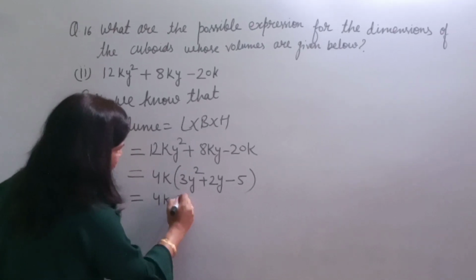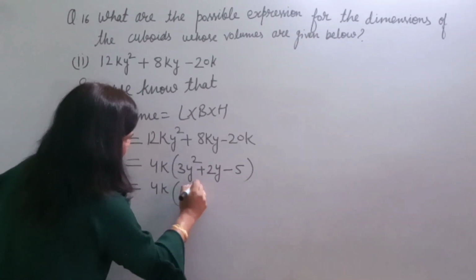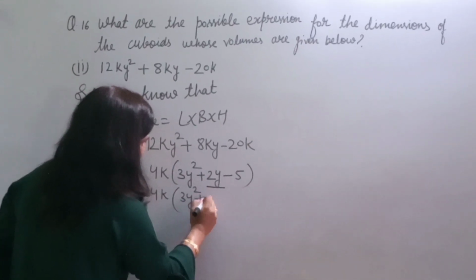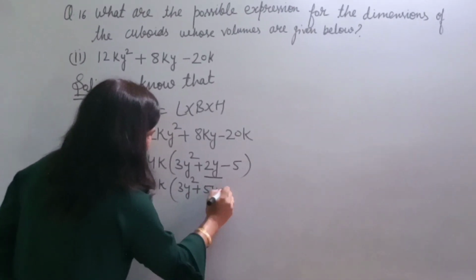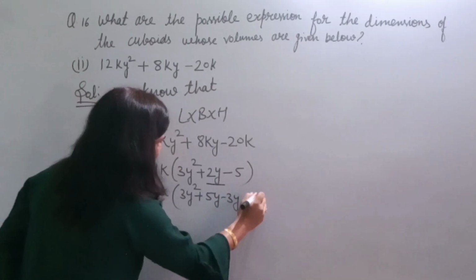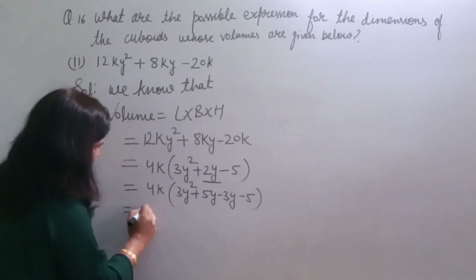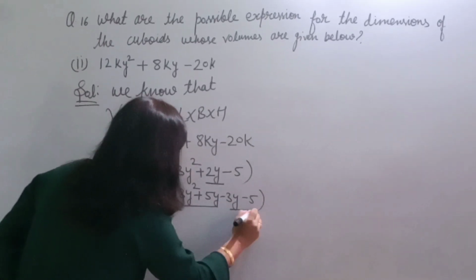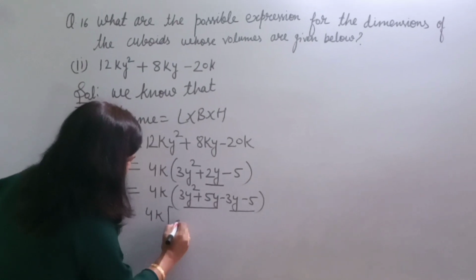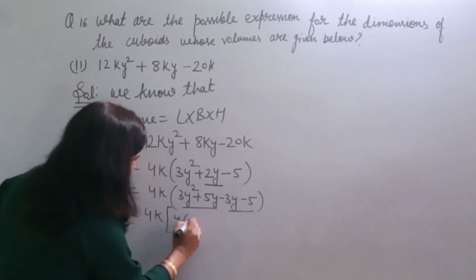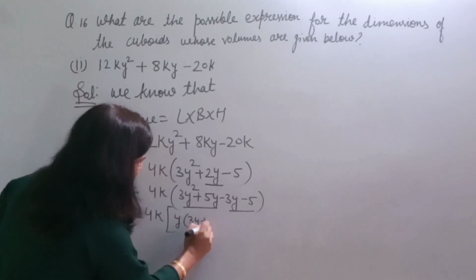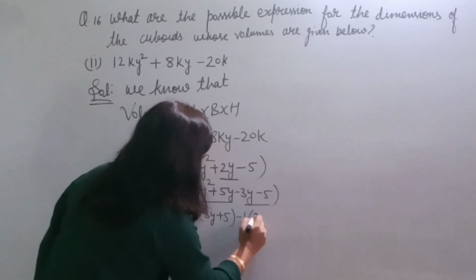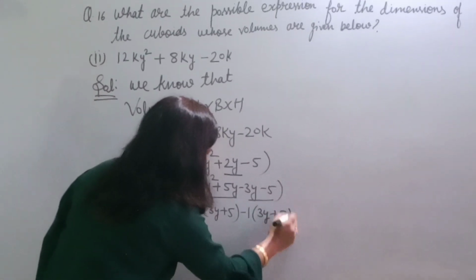After that, 2y we will break it, so here 5y minus 3y minus 5. Now we will make the pairs. Now we can take common y, then 3y plus 5. Now we will take minus 1, then 3y plus 5 will be left.